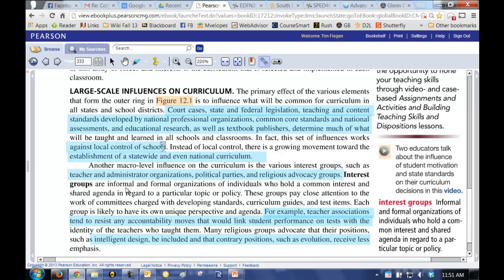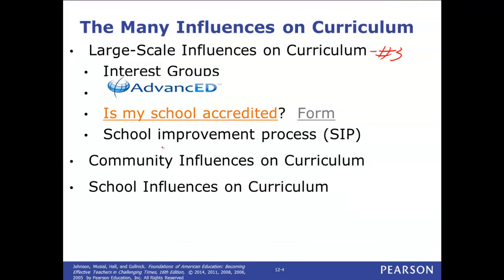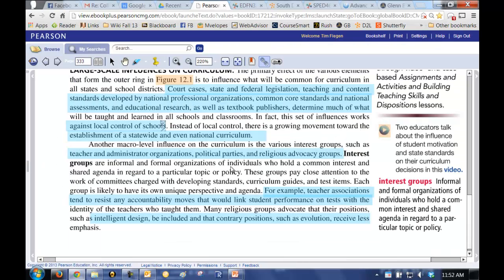So these interest groups are formal and informal organizations of individuals who hold a common interest and share this. These groups pay close attention to the work the committees do, like curriculum guides and test items. Each group is likely to have its own unique perspective. For example, here are the interest groups, and maybe you've heard this. Teachers associations tend to resist any accountability moves that would link student performance to tests with the identity of the teachers who taught them. So these teacher associations do not want any connection for accountability to tests. So that's one.